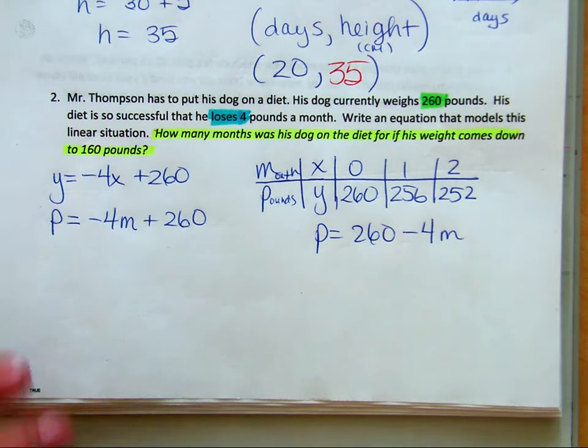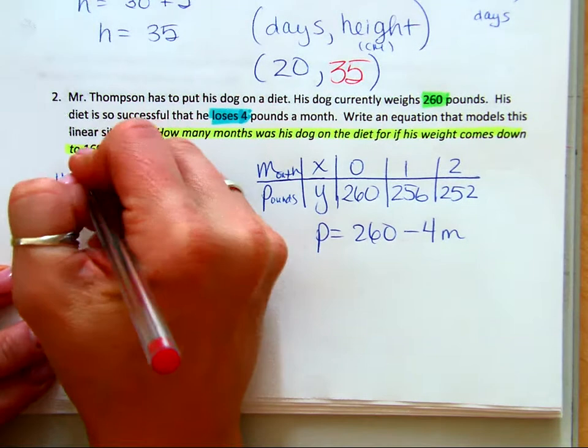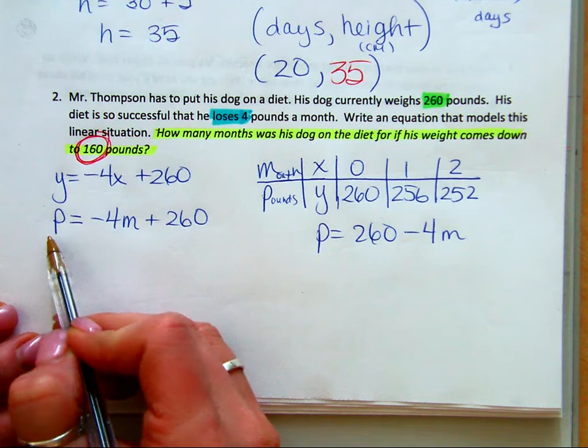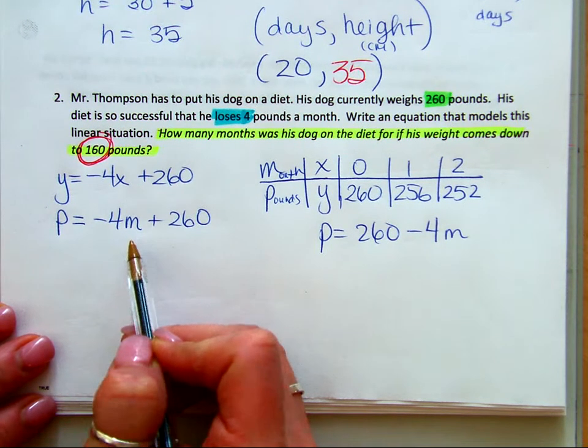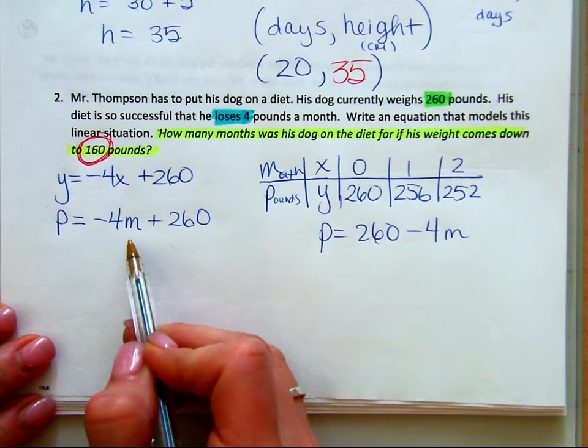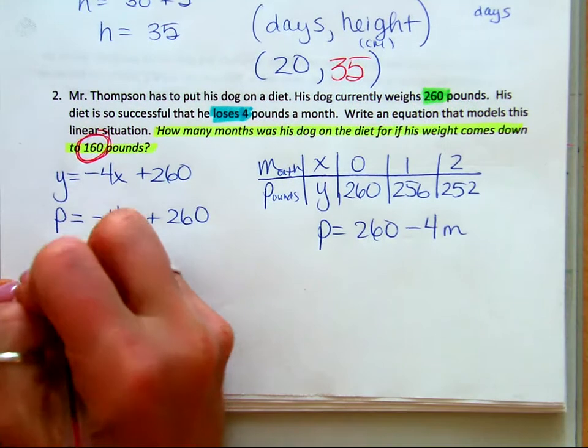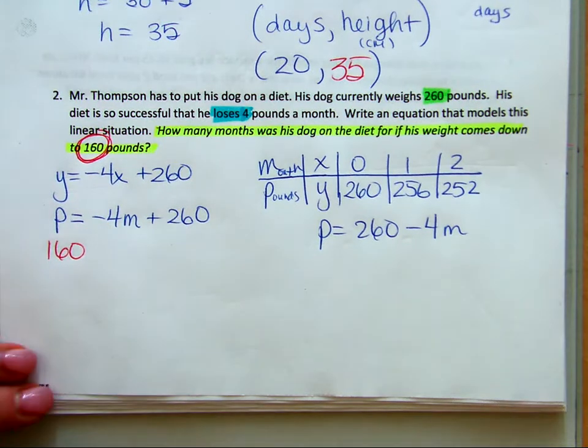I just need to know where to put that. That's why I put P, because now I know the 160 goes there and not there. If I put it there, it meant he was on the diet for 160 months. Oh my gosh, that's like longer than his life, right? So I'm going to put 160 here. Go ahead, do the math with me.